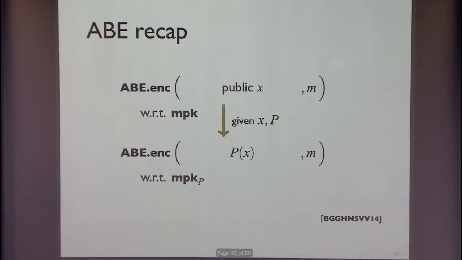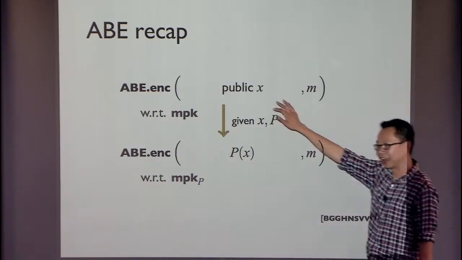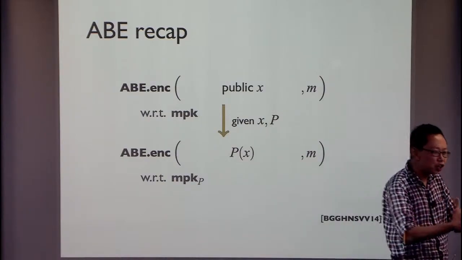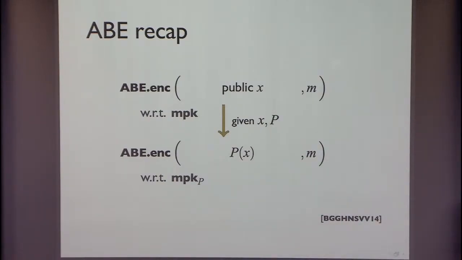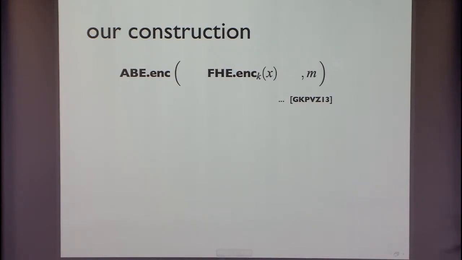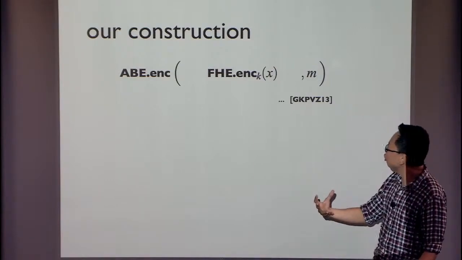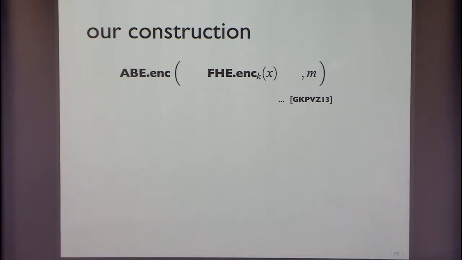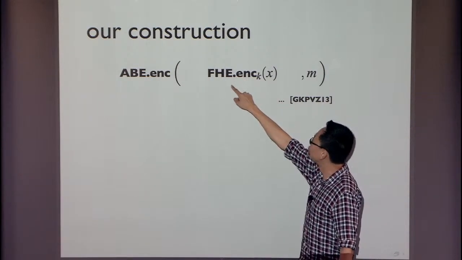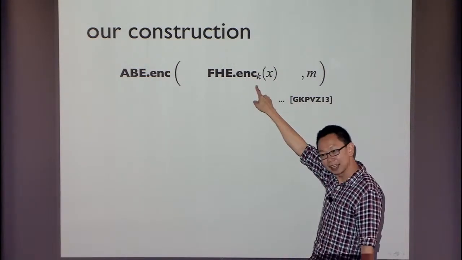What are we trying to do, right? We want to protect X. So the natural thing to do is to first encrypt X using an FHE scheme. We want to protect X while enabling some sort of computation on X. For the construction, it suffices to use a symmetric key fully homomorphic encryption scheme. I'm going to denote this as a fully homomorphic encryption of X under the key K.